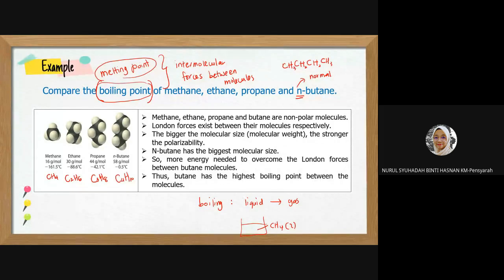Okay, jadi bila kita panaskan dia, apa yang akan berlaku adalah the CH4 molecule will absorb energy, and then bila energy cukup, the intermolecular forces will be broken and CH4 akan jadi gas. Jadi kalau nak cerita tentang boiling point and melting point, kita akan sentiasa tengok intermolecular forces between molecule. So the bigger the size, the bigger the attraction, so the higher the boiling point. Okay, is it clear?